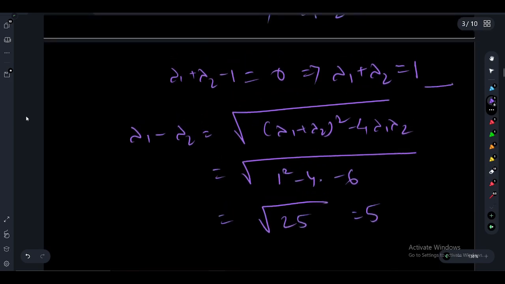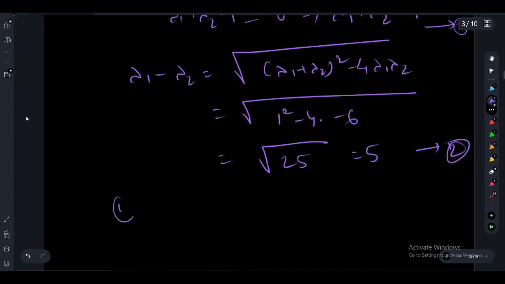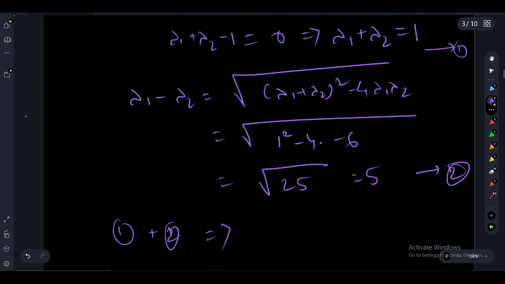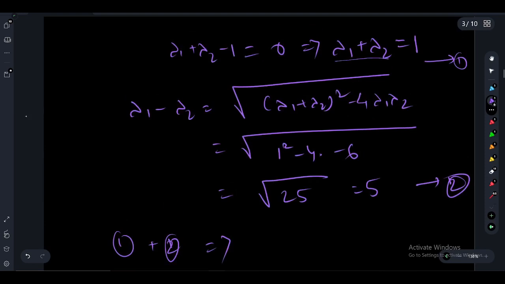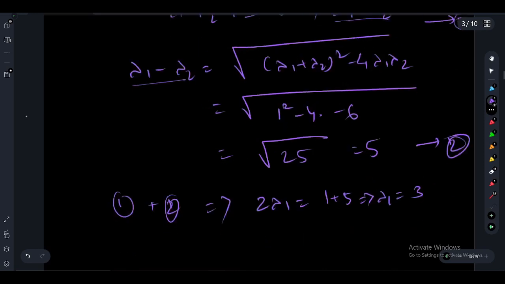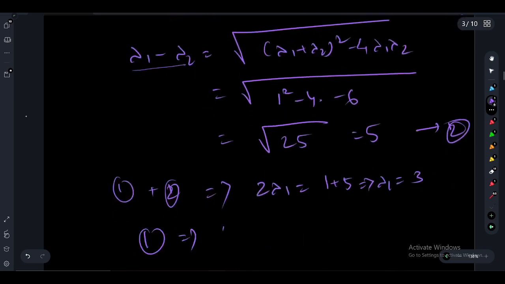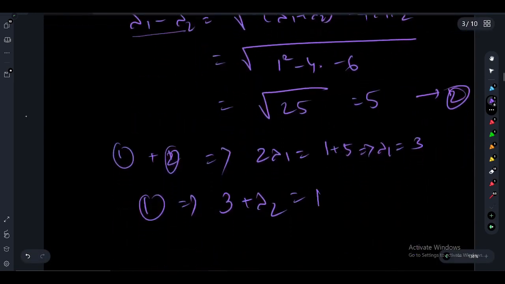Now we can add equation 1 and equation 2. If we sum left hand side with left hand side, we get 2 lambda 1. 2 lambda 1 equals 1 plus 5, which gives us lambda 1 equals 3. And from equation 1, 3 plus lambda 2 equals 1. So that implies lambda 2 equals minus 2.